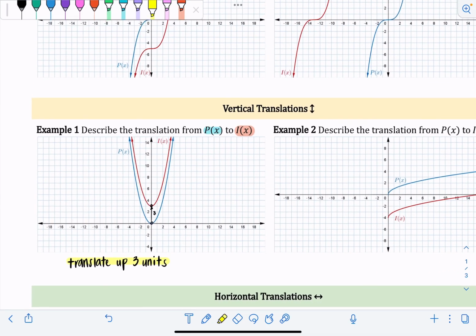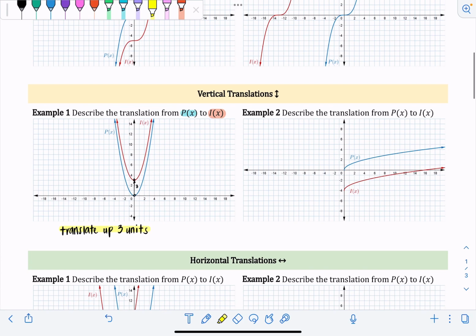Okay, moving on to example 2, describe the transformation from p of x to I of x. It's really important to always check what your starting function and what your ending function are. So it says from p of x to I of x. So we're starting at p of x, the blue one, and we're going to I of x, the red one.